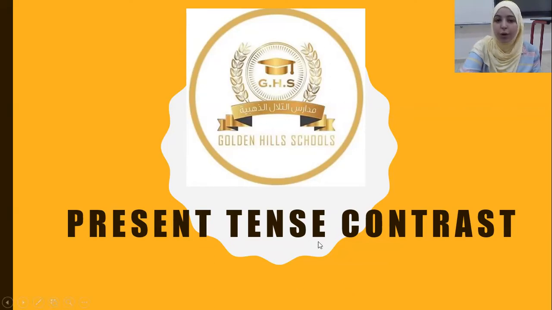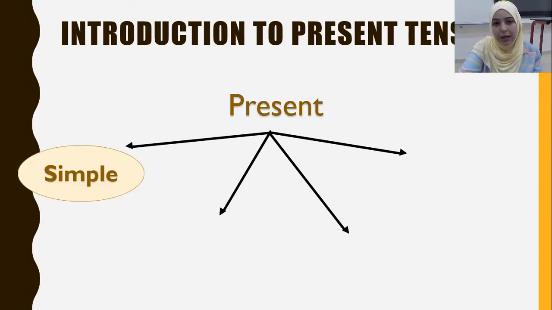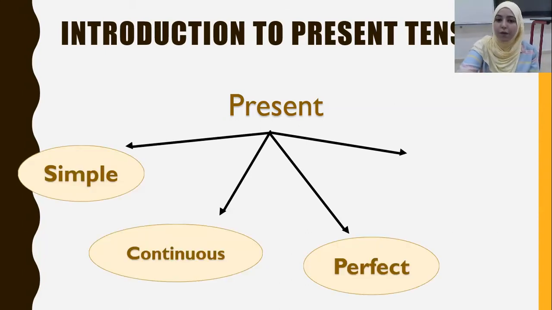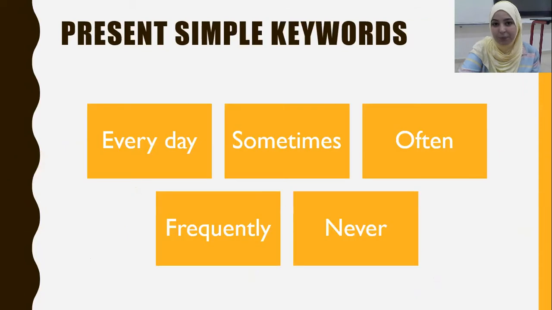First of all, we are going to quickly review the types of the present tenses. So as you know, we have four types. They are the present simple, present continuous, present perfect, and present perfect continuous. So let's begin with the easiest one, which is, as you know, the present simple.